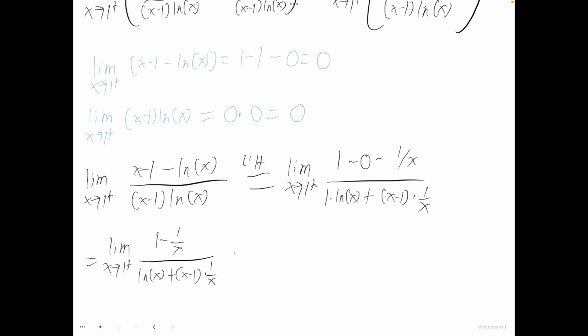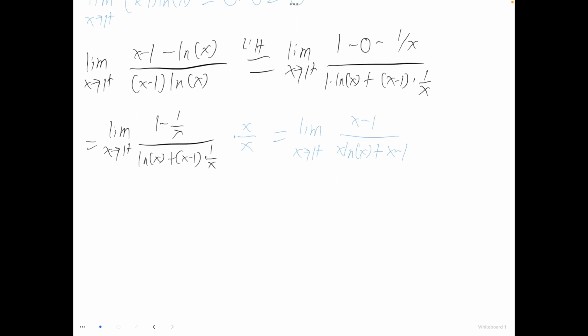Simplifying it, I'm going to multiply the top and the bottom by x over x, just to clear the mixed fractions that are showing up. So this is the limit as x goes to 1 from the right of x minus 1 divided by x ln of x plus x minus 1. And so we've now got this expression.